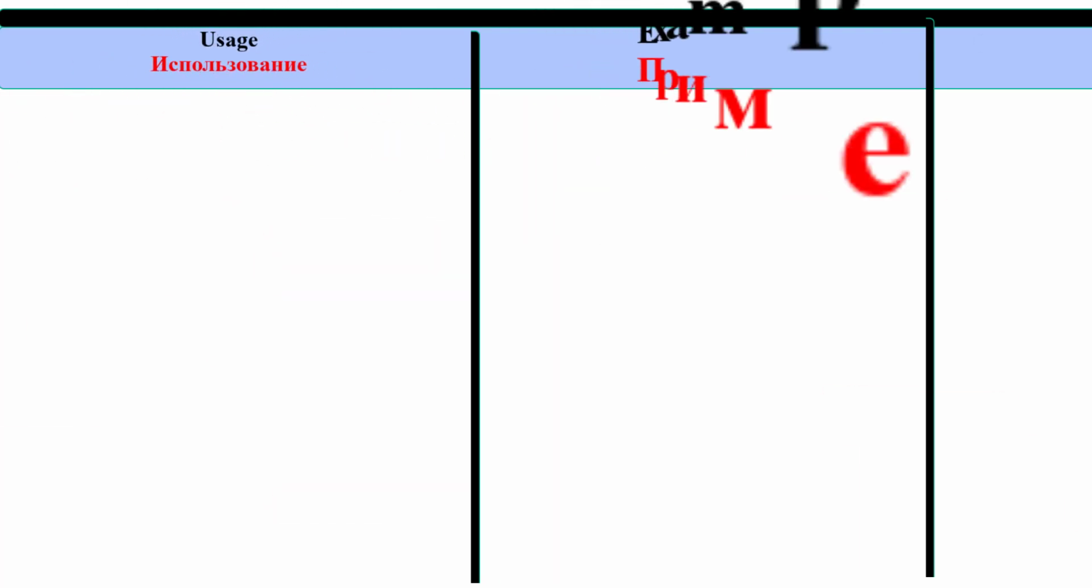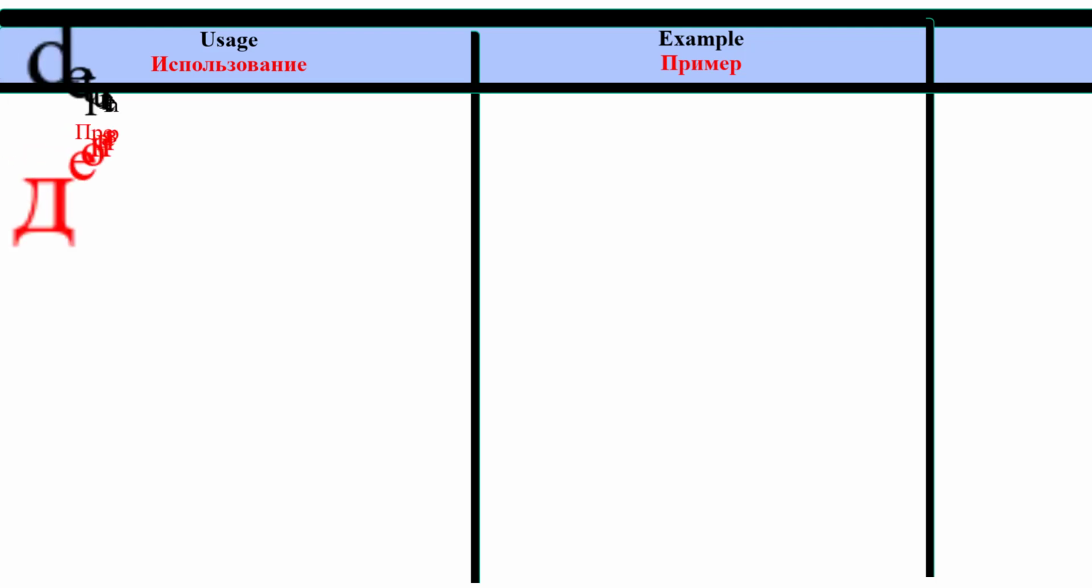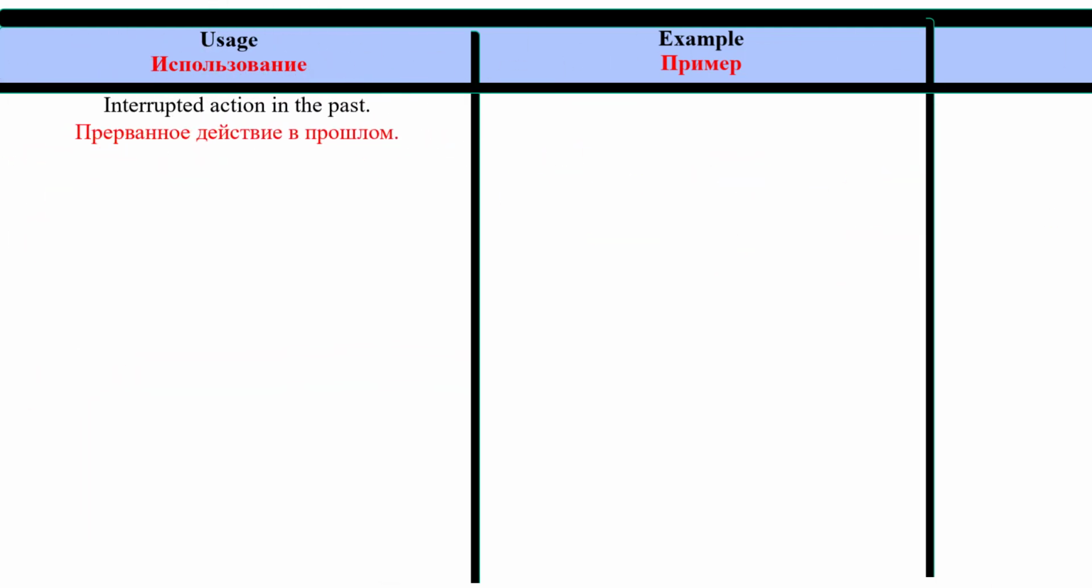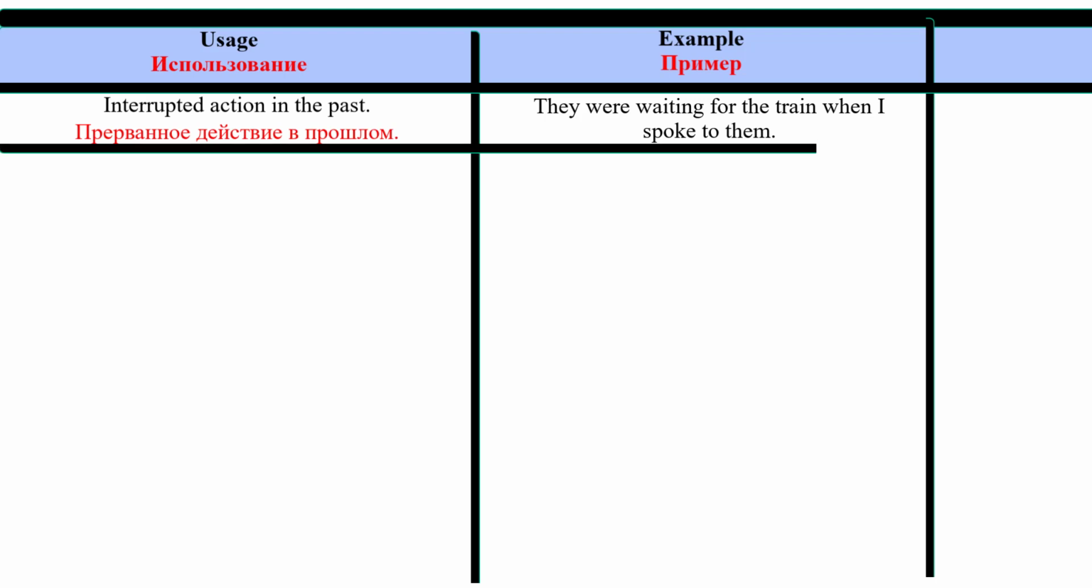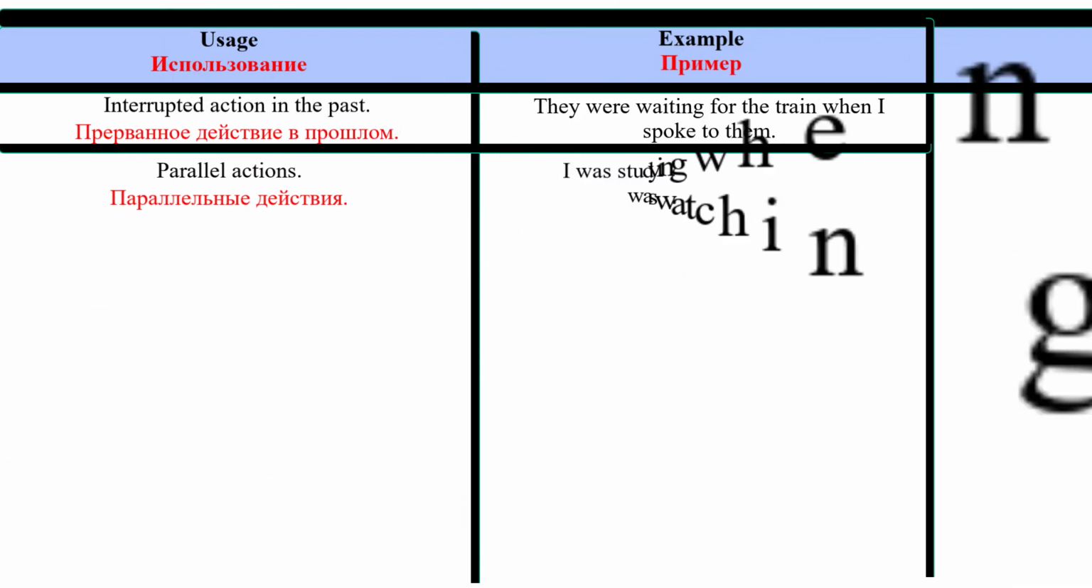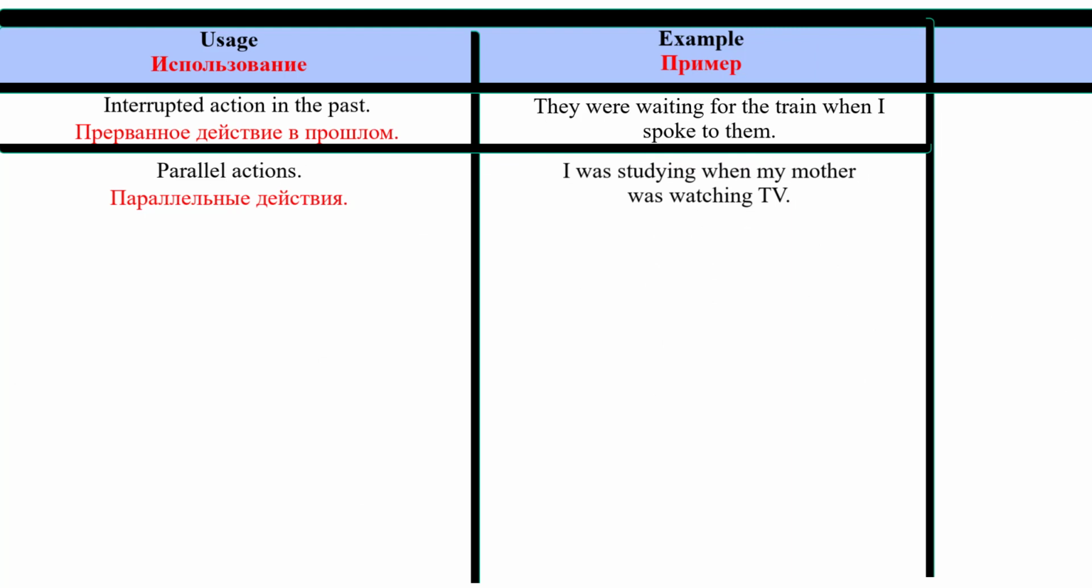Usage. Example. Interrupted action in the past: They were waiting for the train when I spoke to them. Parallel actions: I was studying when my mother was watching TV.